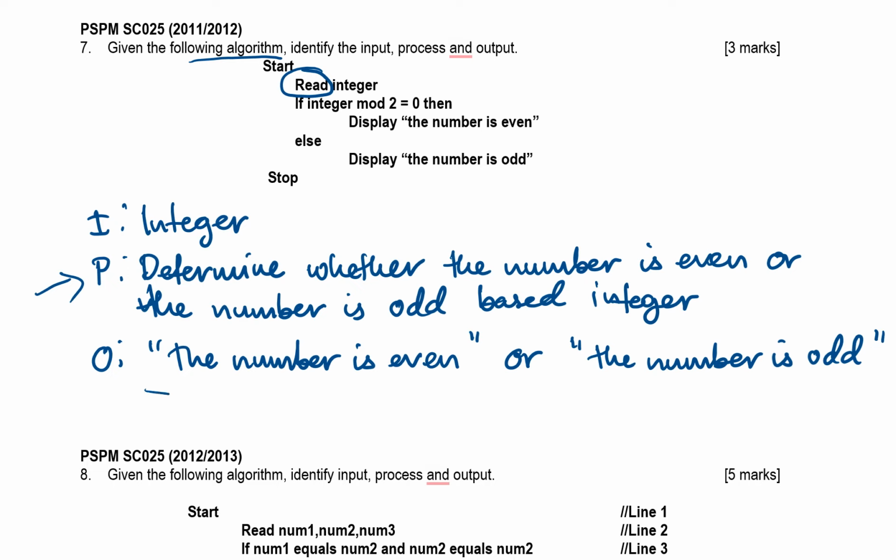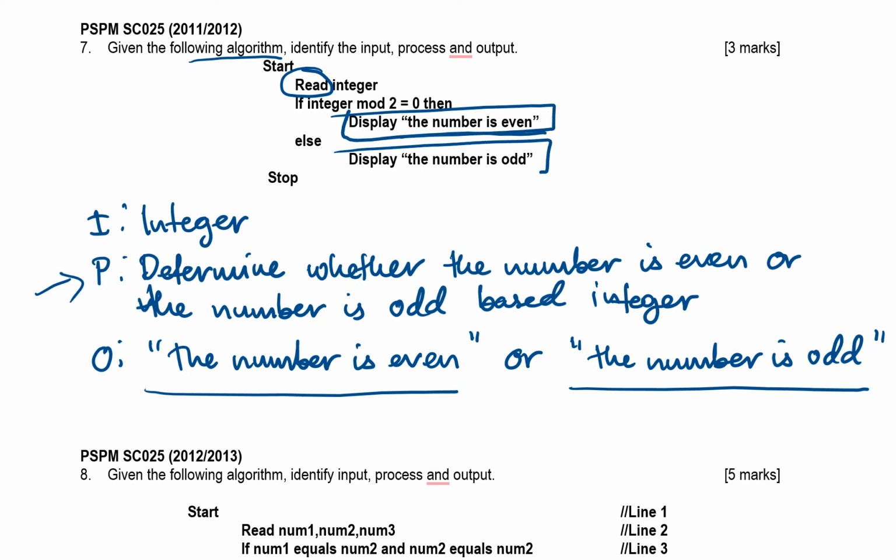Now for the output here, you have to write exactly whatever is in the display statement. You have to put double quote and write exactly whatever is in the pseudocode, and you have to write or. You cannot use comma or and. Or means either one. If this condition is true, it will display this one. If this condition is false, then it will display this one. Must be exactly. But for process, you just write whatever is indicated for the output statement.